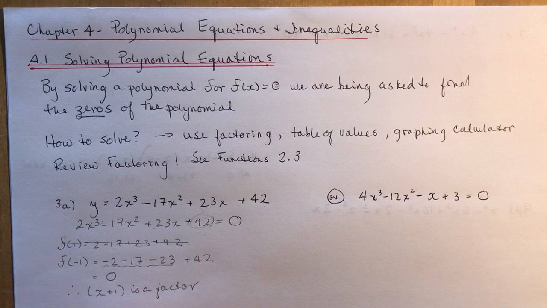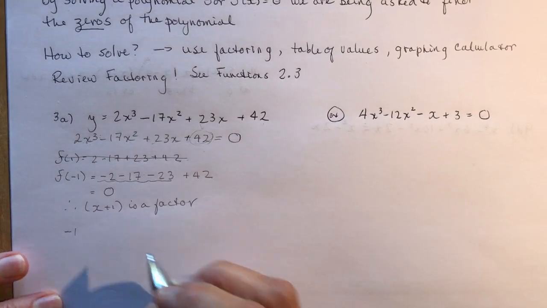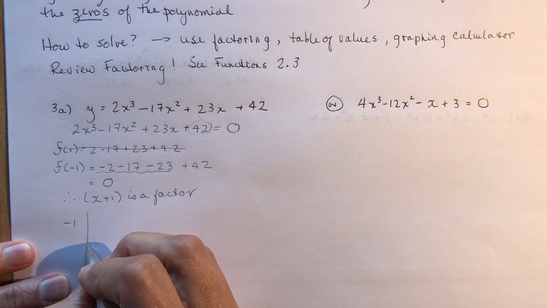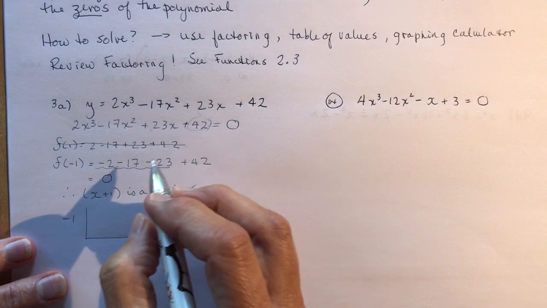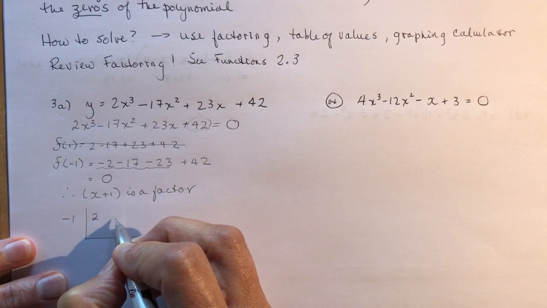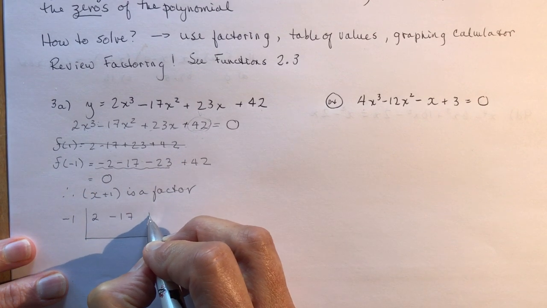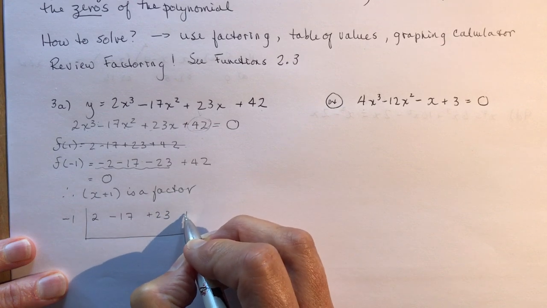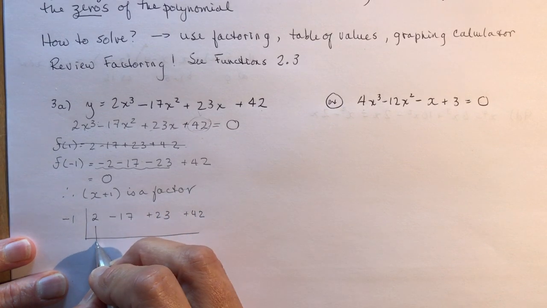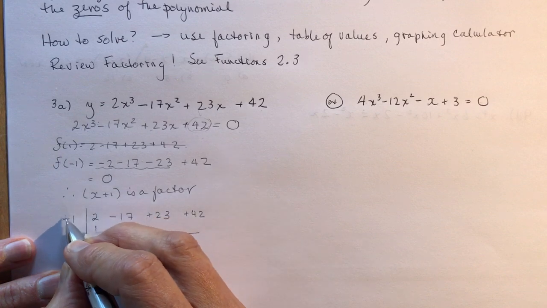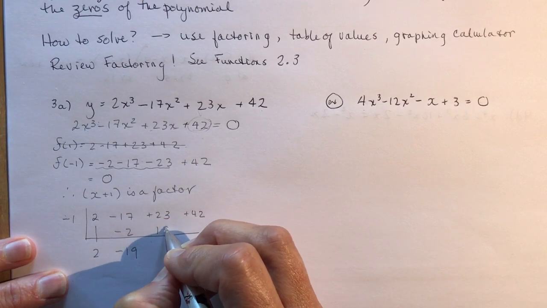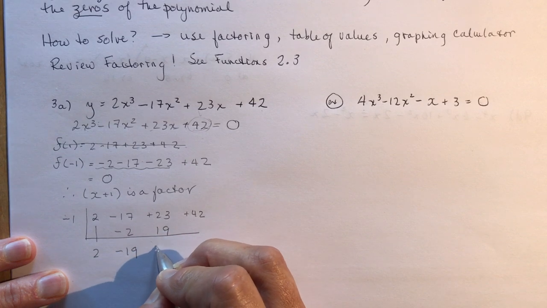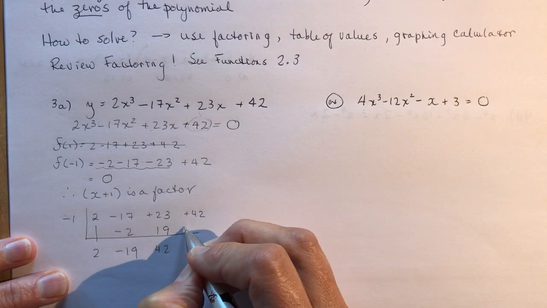So when I do my synthetic division, remember you use the root. So you put the minus 1 there, you make your upside down division sign, and you put in all the numbers. So I have 2, minus 17, plus 23, and plus 42. I bring down the first number, which is 2. I multiply it by minus 1. I add these together. Multiply by minus 1. I add them together. I multiply this by minus 1.